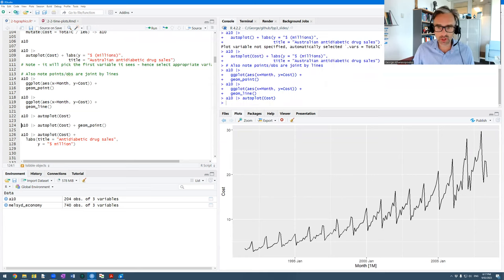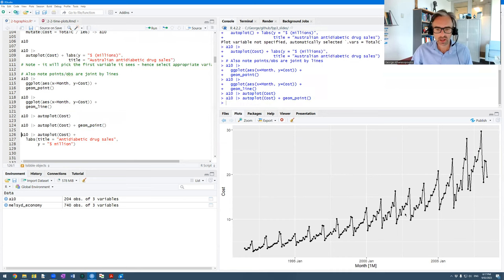Something that I find useful many times is to plot the points on top of my line, and that signals where some of the features occur. For example, I can see that there's a specific point in time at which these spikes, these peaks, happen.